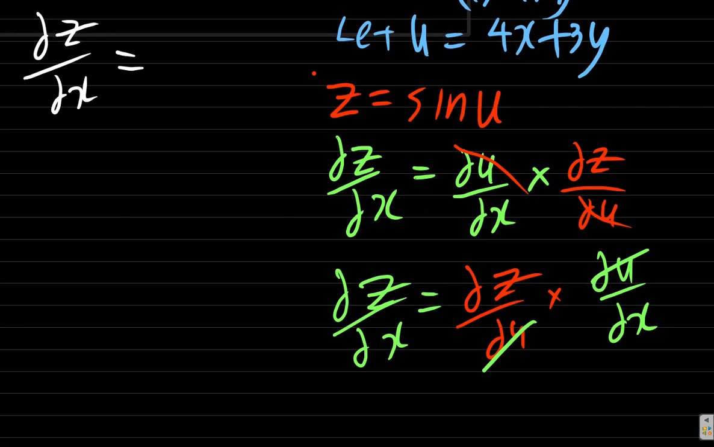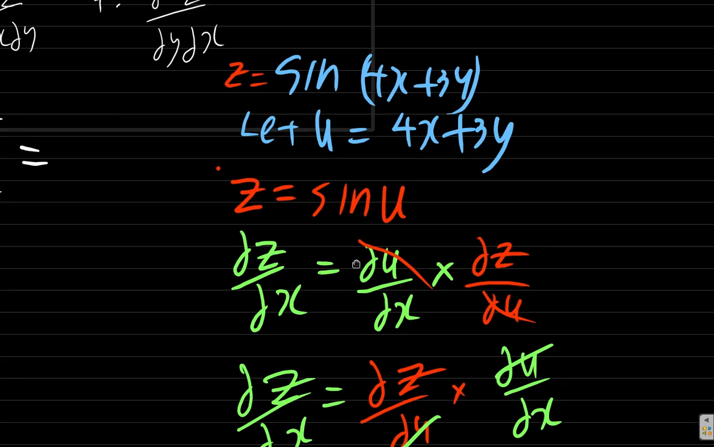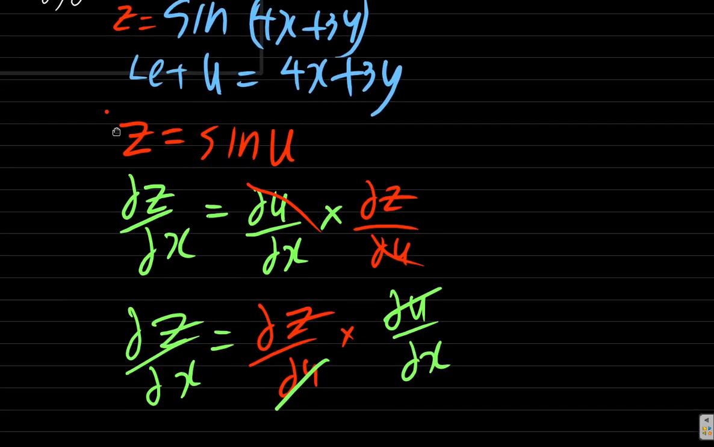So in both cases, you notice what happened. You get ∂z over ∂x, because the ∂u's cancel. You see that? But anyway, you would need to find out what ∂u/∂x and ∂z/∂u are. So let's do that.